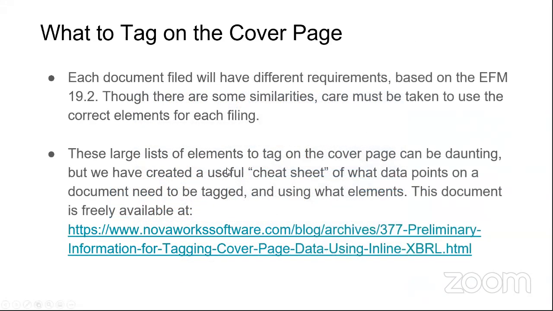Now, each document is going to have different requirements. So a 10Q will have different elements being used as opposed to a 10K, as opposed to an 8K. And these are based on the Edgar Filer Manual 19.2. So that's a great source for these requirements. And it can look like a daunting task to figure out exactly where everything needs to be tagged.